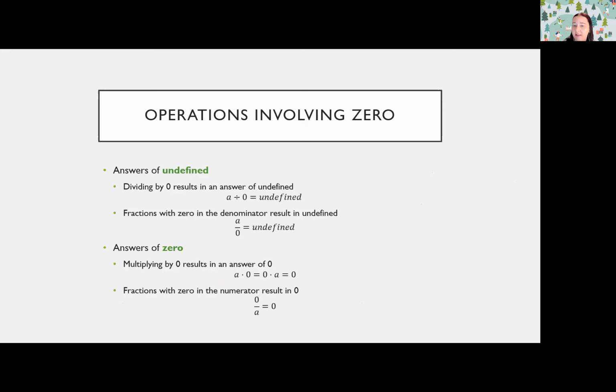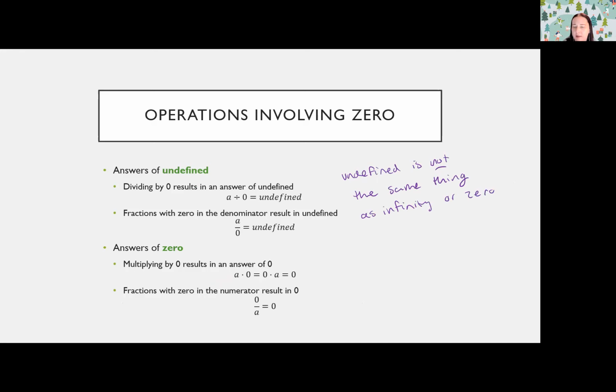Okay, things involving 0. You get answers of undefined. And one thing to note is undefined is not the same thing as infinity or zero. These are all different concepts. So different things.